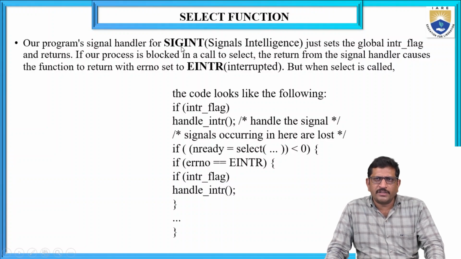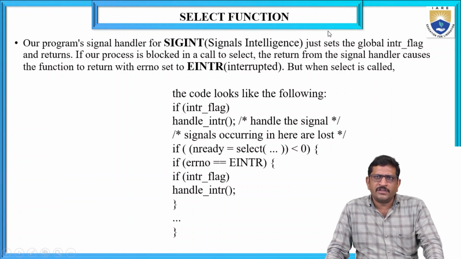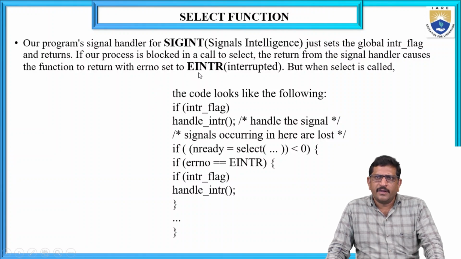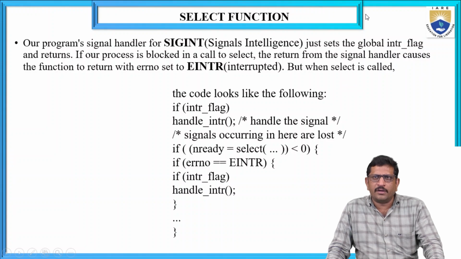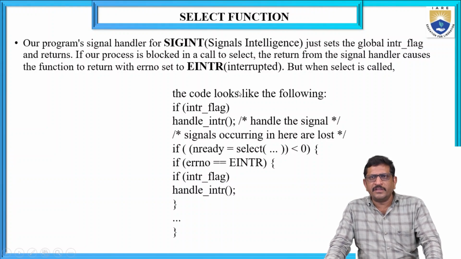That means if the process is blocked in a call to the select function, the return from the signal handler causes the function to return with errno set to EINTR, that is, error interrupt. Now when select is called, the code for this is: if interrupt flag, handle the interrupting signal.